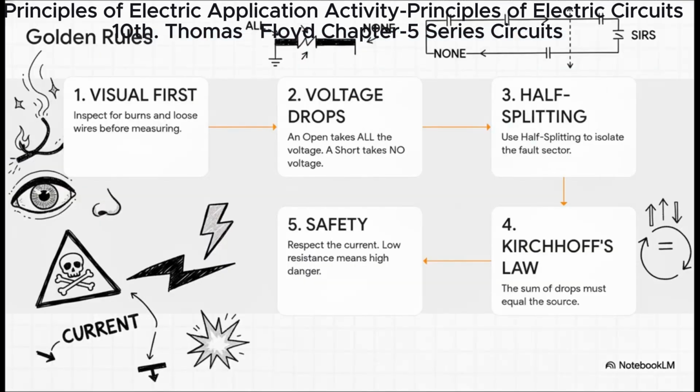Okay, let's bring it all home. Here they are, my 5 golden rules. Number 1, visual first. Look and smell before you measure, always. Number 2, know your voltage signatures. An open gets all the voltage, a short gets none. Number 3, divide and conquer. Use the half-splitting method to work smart.